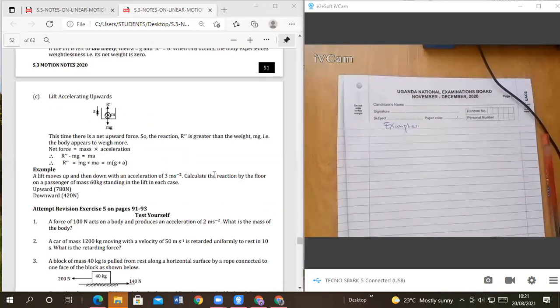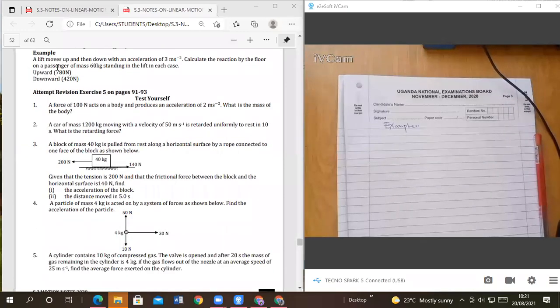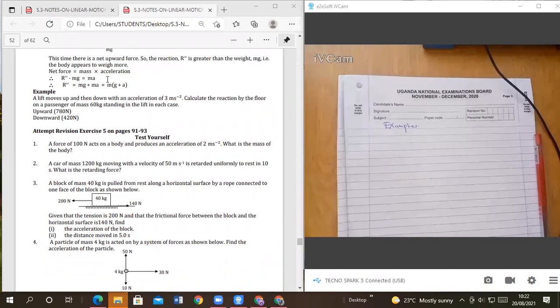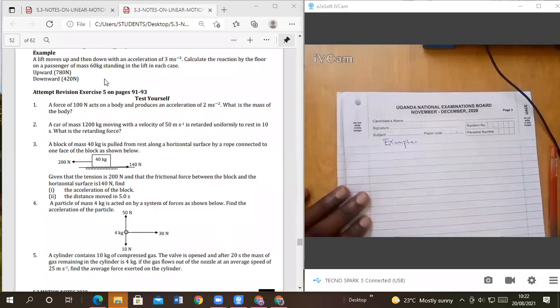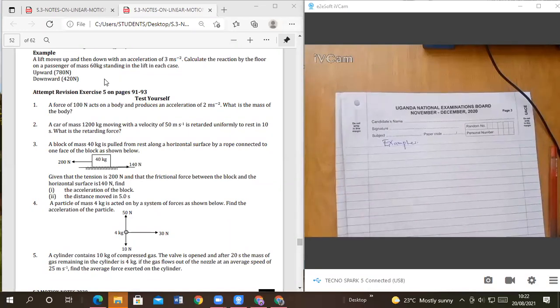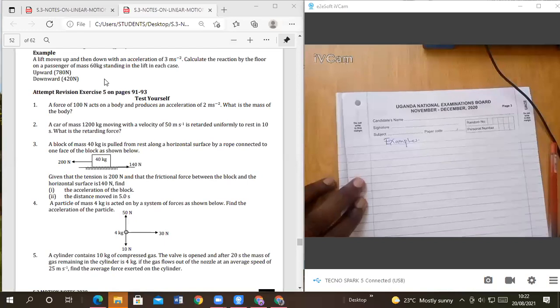Let's see. I see this example here on the screen. Who can take us through that question? The one on your screen. They're saying a lift moved up and then down with the acceleration of 3.